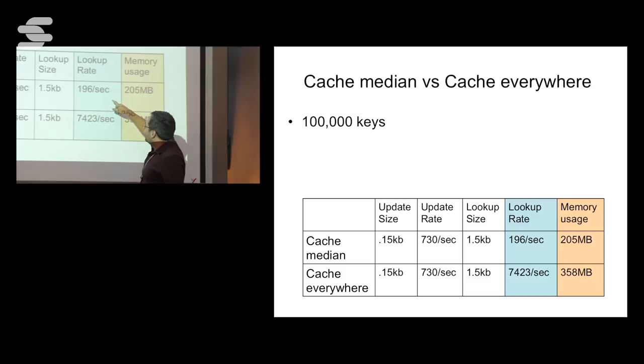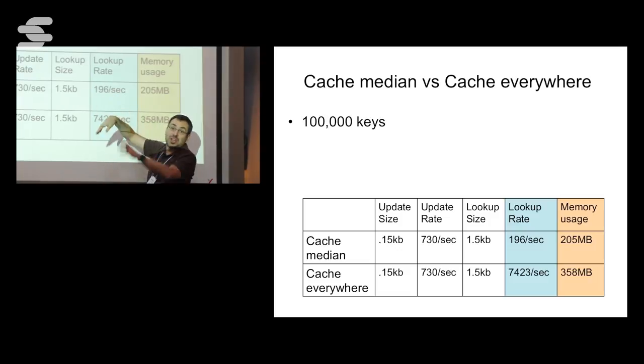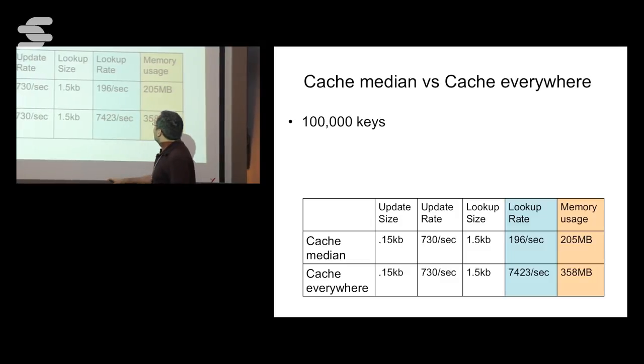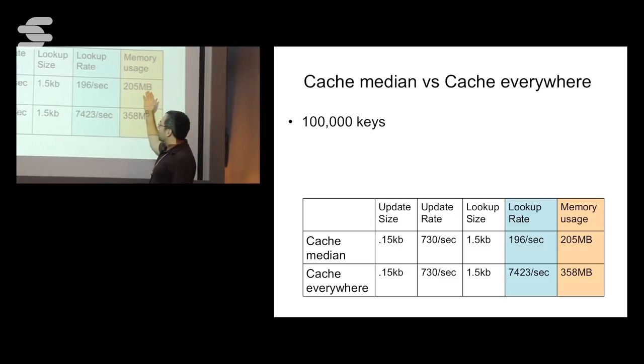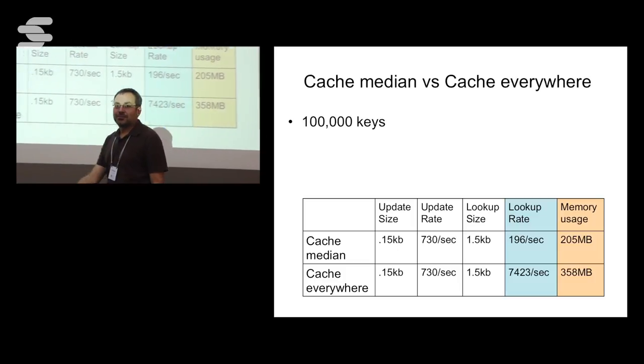Yet, look at the lookup rate. When I cache everywhere, my lookup rate becomes explosively fast, whereas when I do this median cache, I have to do more work. I have to recompute the hashes I was missing. So you get to decide, what do I care about? Do I care more about memory usage, or do I care more about lookup rate? You decide, and then I'll give you the better algorithm.